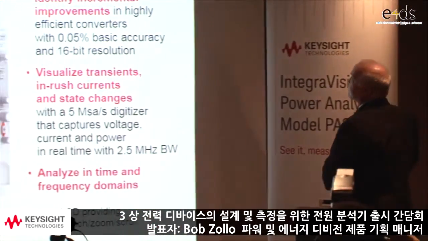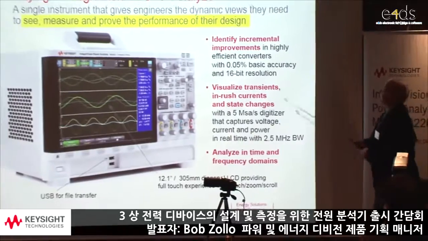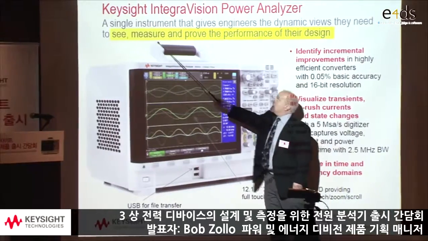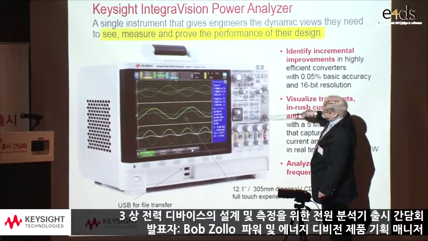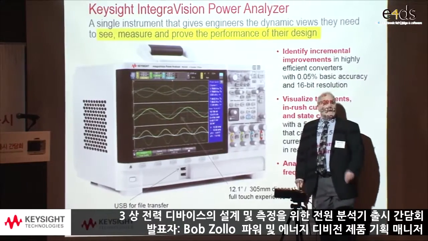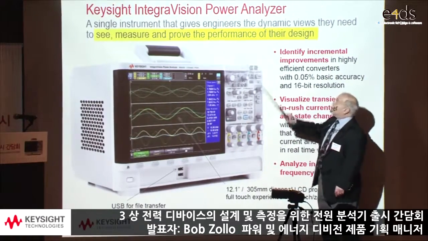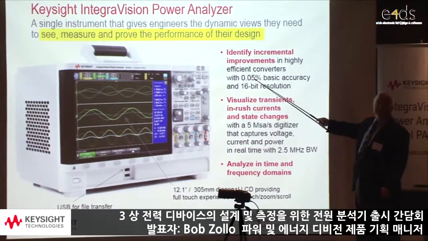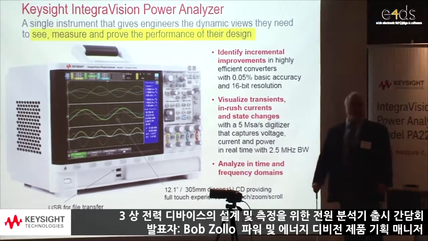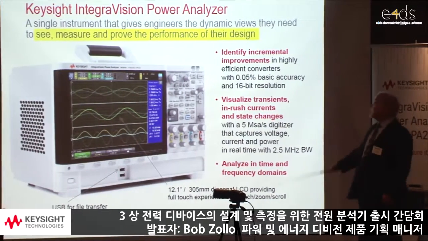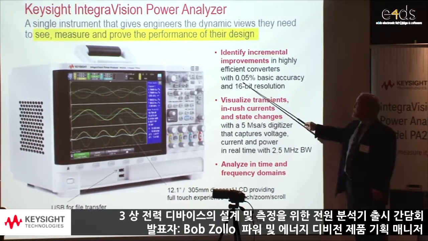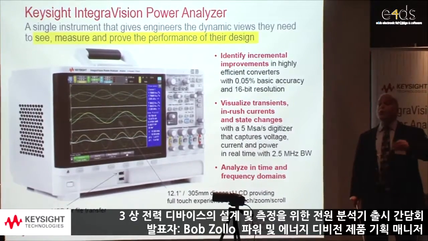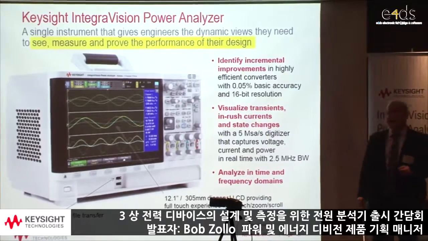So, the Keysight IntegraVision Power Analyzer is a single instrument that allows engineers to see what's happening because they can see the waveforms, to measure what's happening, and that's this blue box here gives them all the measurements on their AC power, now for three-phase, and therefore to prove the performance of their designs. It's a highly accurate family of instruments with 0.05% basic accuracy and 16-bit resolution. If we compare that to an oscilloscope, it would have about 1% accuracy and 8 to 12 bits of resolution. So we're talking about something that's about 100 times more accurate than an oscilloscope for making these kinds of measurements.